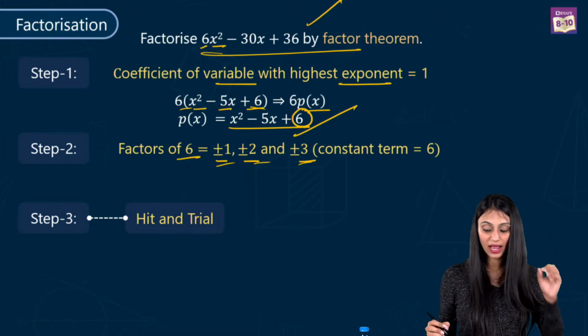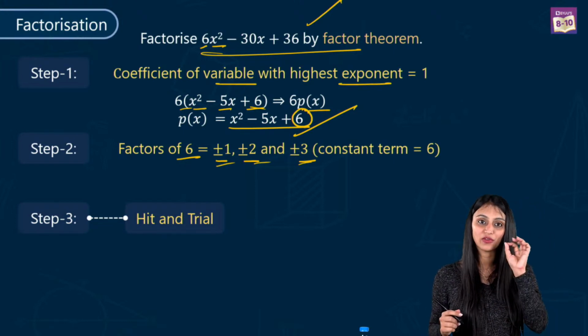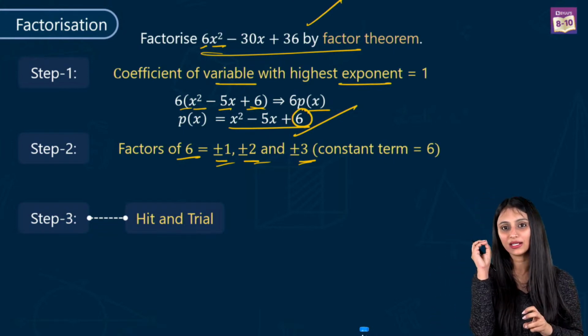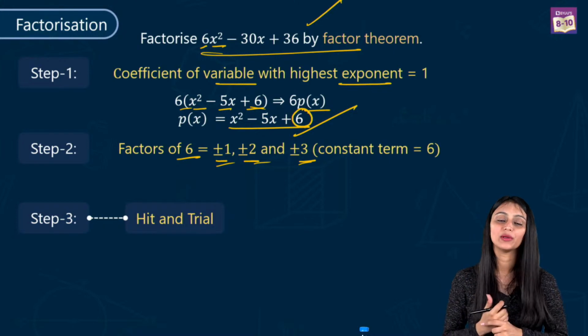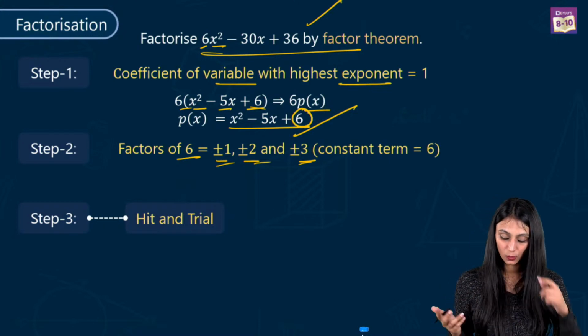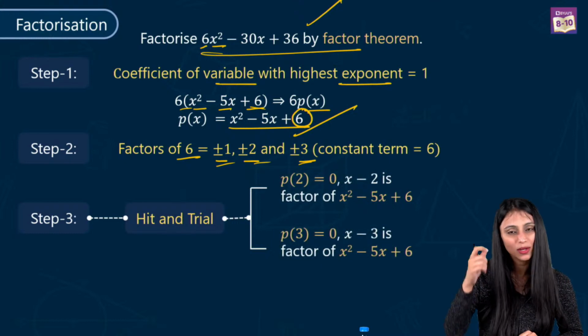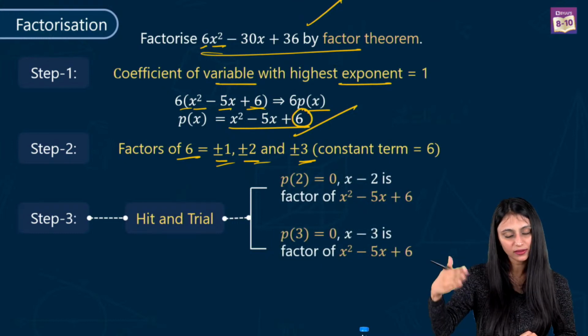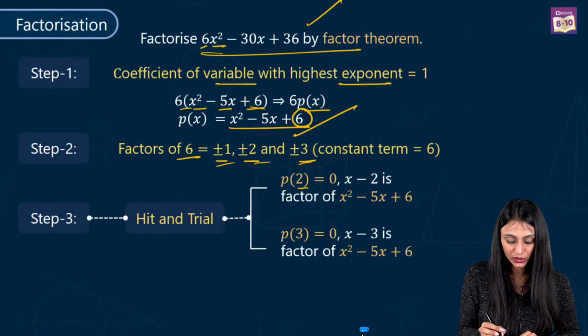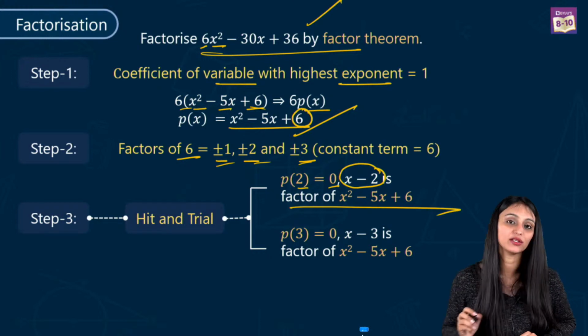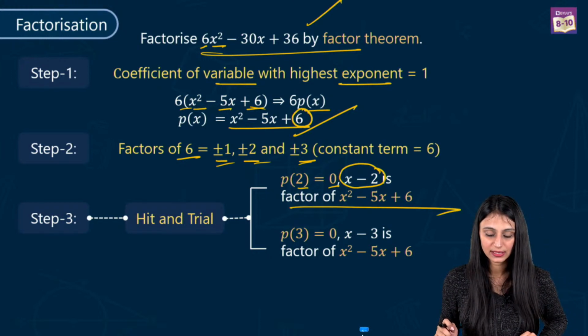Wherever I get 0, that actual value of x would become the factor, with the changed sign. First let's suppose I put 1, I'll put minus 1. You can try with all of them, but when I put 2 over here I get 0. That means I can say that x minus 2, do not forget to change the sign, would be a factor of this given polynomial.